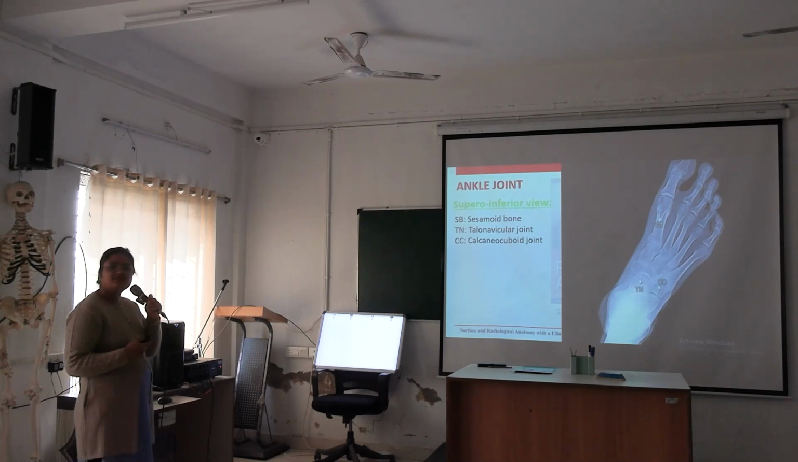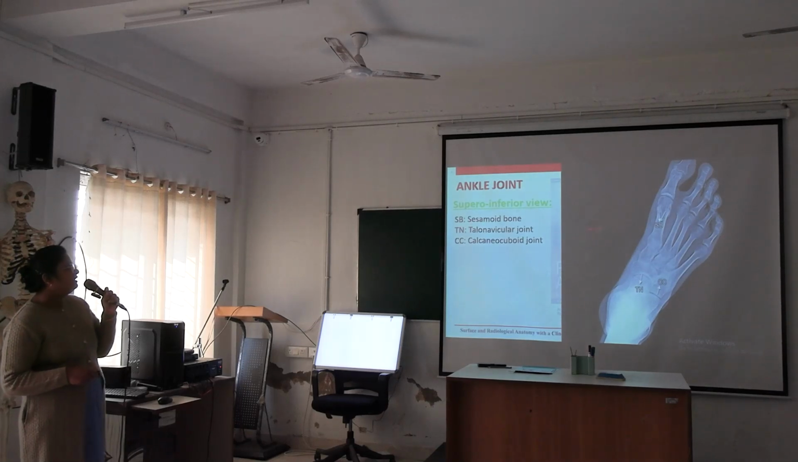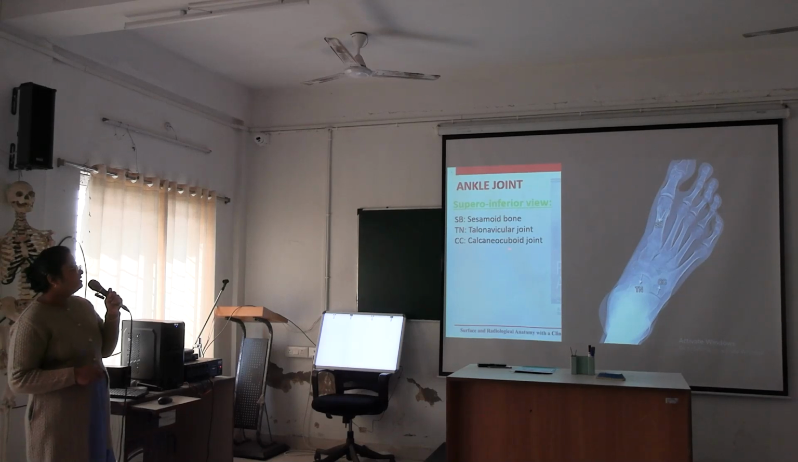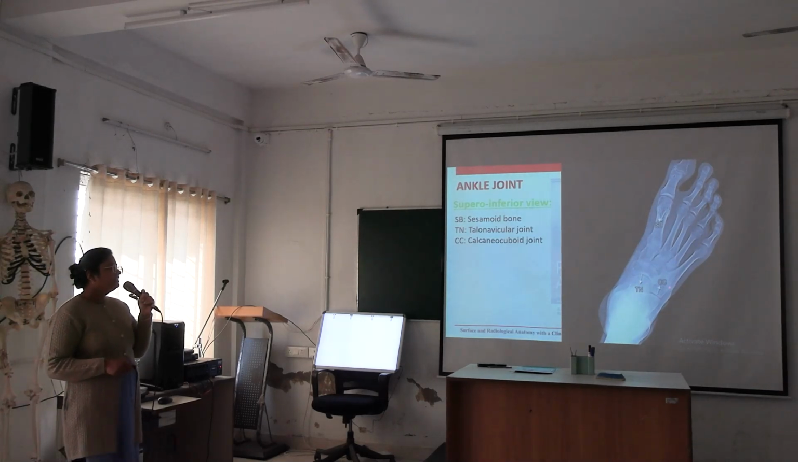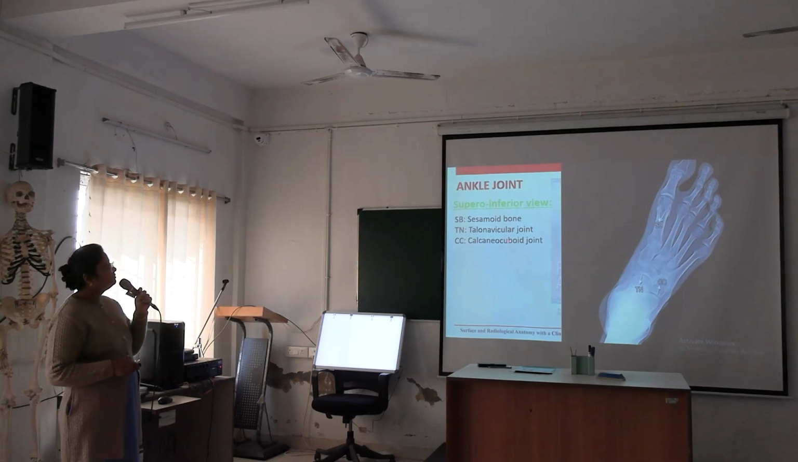You have seen schematic diagram of foot. TL is talonavicular joint here, talonavicular joint in between talus and navicular. CC is calcaneo-cuboid joint here. Calcaneum and cuboid. In between these two, calcaneo-cuboid joint.